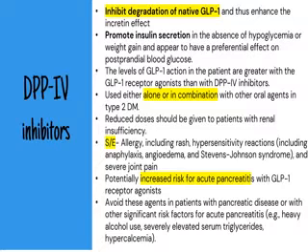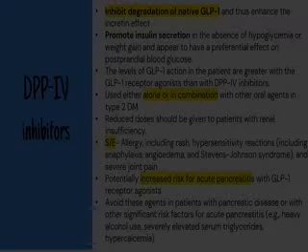Reduced doses should be given to patients with renal insufficiency. Side effects include allergy, rash, hypersensitivity reactions, joint pain. Potentially increased risk for acute pancreatitis with GLP-1 receptor agonists. Avoid these agents in patients with pancreatic disease or with other significant risk factors for acute pancreatitis, for example, heavy alcohol use, severely elevated triglycerides, hypercalcemia.